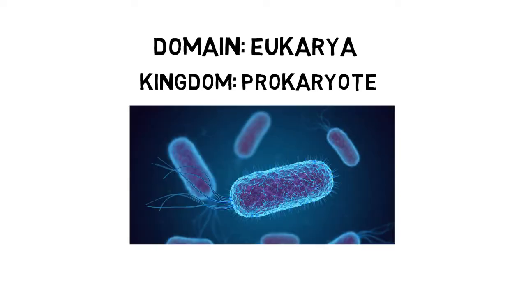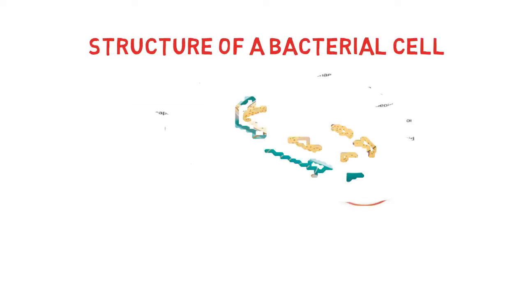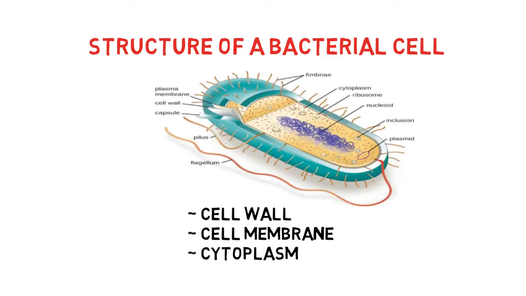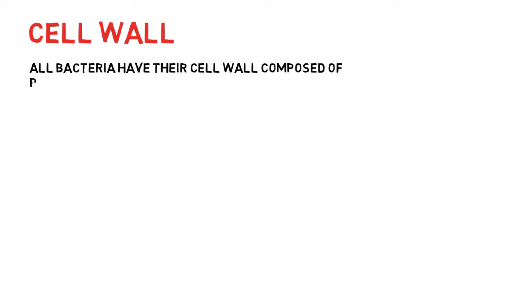Bacteria belong to the Eukarya domain and Prokaryote kingdom. Let's talk about the structure of bacteria. It is divided into three components: cell wall, cell membrane, and cytoplasm. For structural support, all bacteria have a cell wall as their outermost component, composed of peptidoglycan, except Mycoplasma species, which have only a cell membrane.